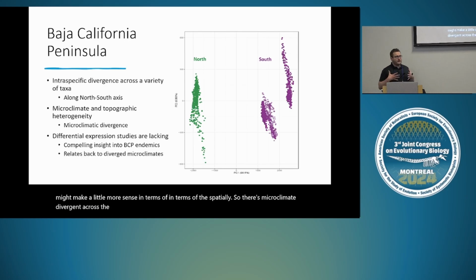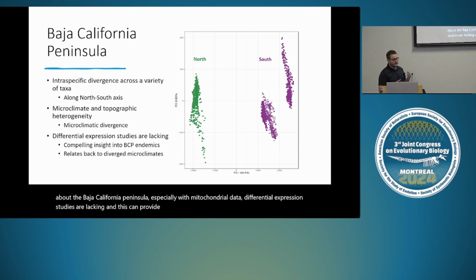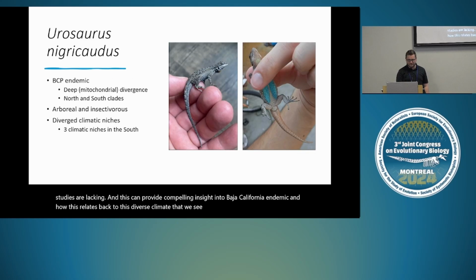And while there are plenty of population genetic studies about the Baja California Peninsula, especially with mitochondrial data, differential expression studies are lacking, and this can provide compelling insight into Baja California endemics and how this relates back to the diverged microclimate that we see across the peninsula.